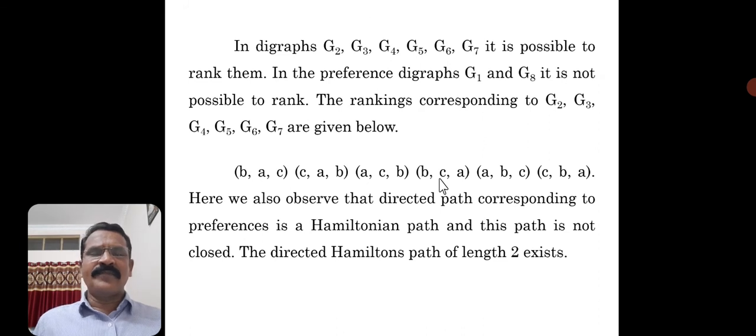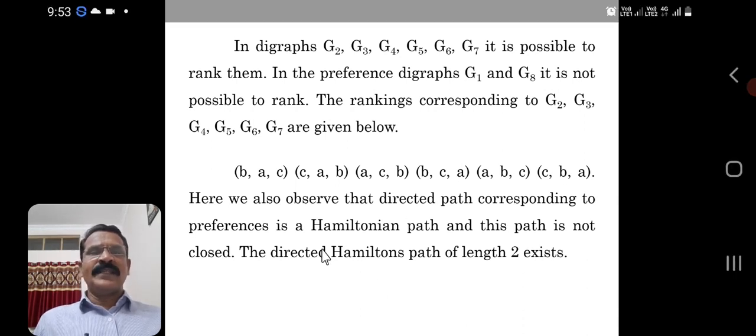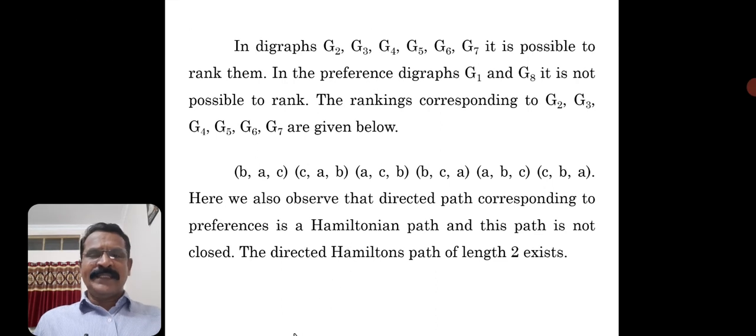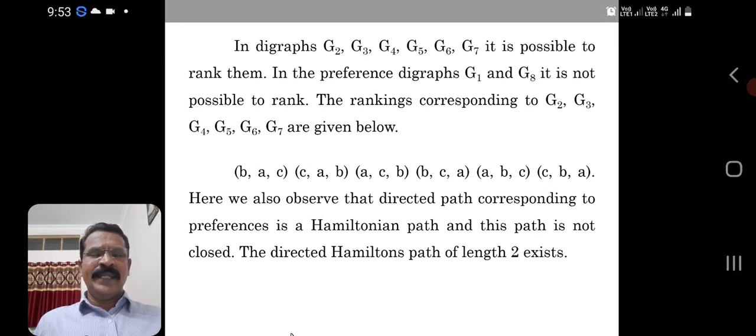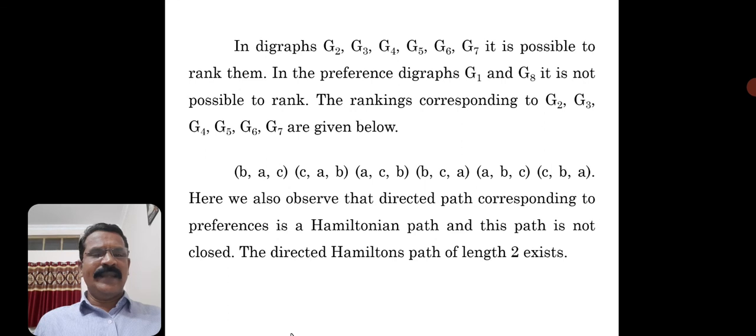In the digraphs, if you observe G2, G3, G4, G5, G6, G7, it is possible to rank them. In the preference digraphs G1 and G8, it is not possible to rank. The rankings corresponding to G2, G3 up to G7 are given below: BAC, CAB, ACB, BCA, ABC, CBA.